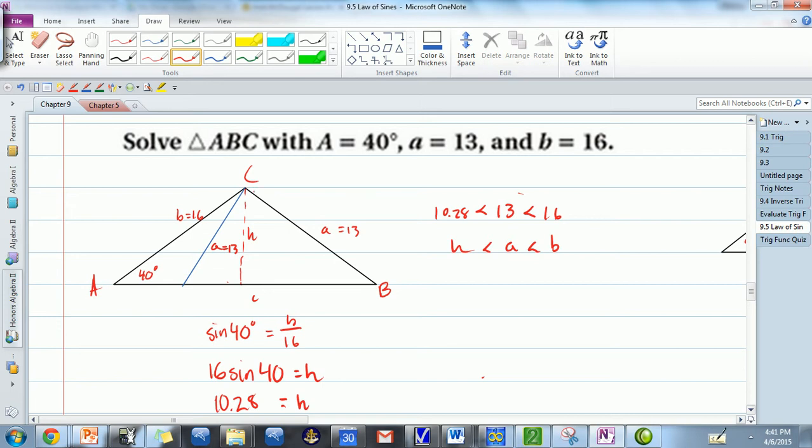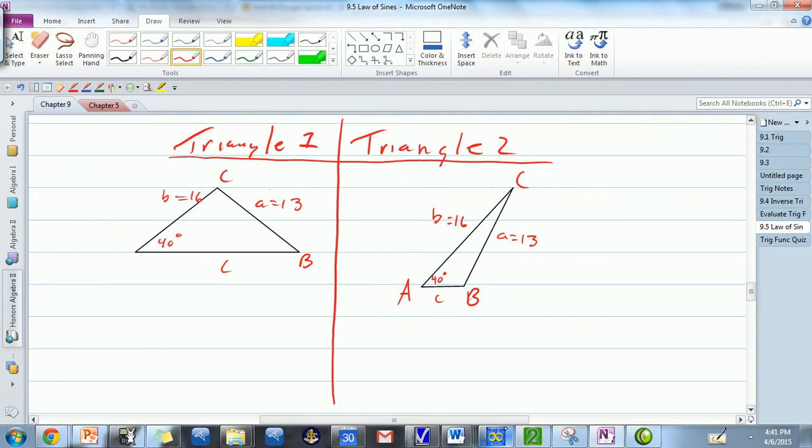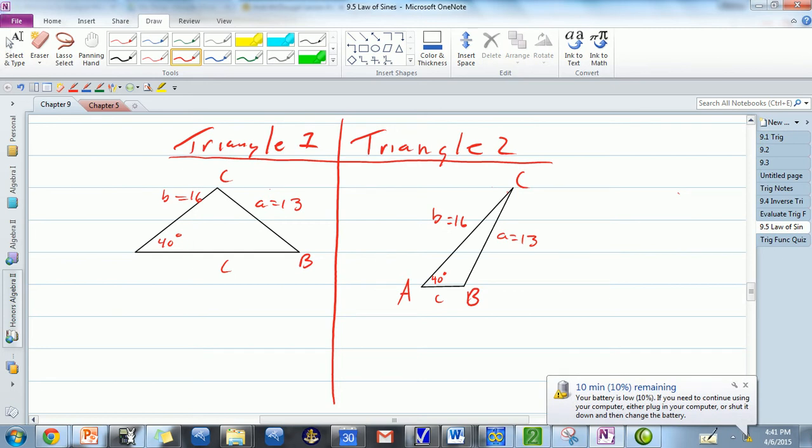So since you have two triangles, you have to solve those separately. So here's the two triangles that I have. The two triangles I have is the regular triangle with the 40-degree angle, and the 40-degree angle with this. Keep in mind the sides are still the same, and the given angle is still the same. However, you're going to have a different angle B and a different angle C. So let's go about how that's actually going to be done.